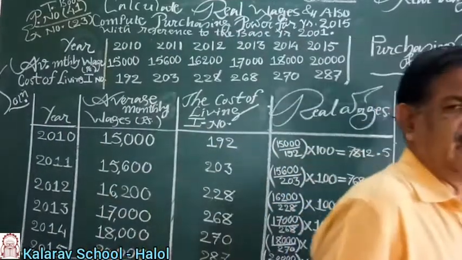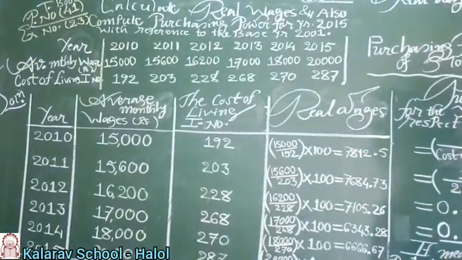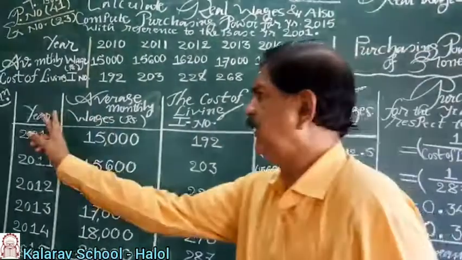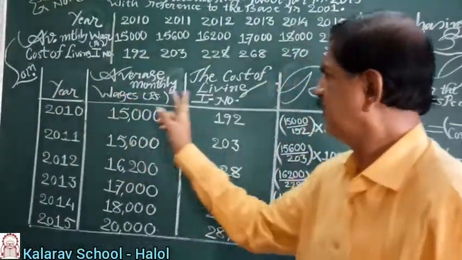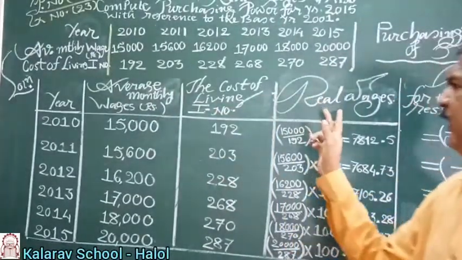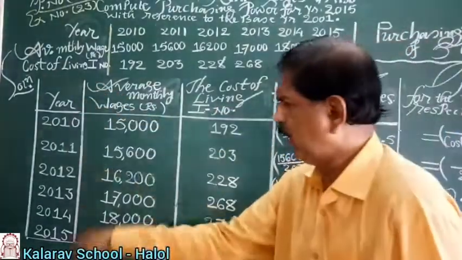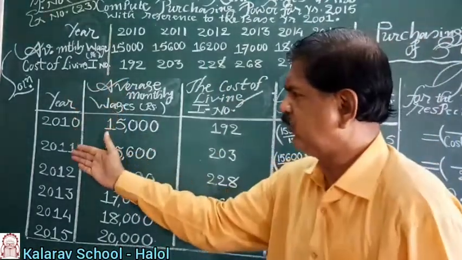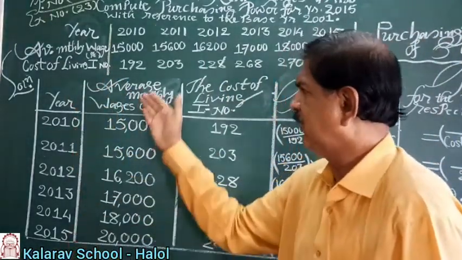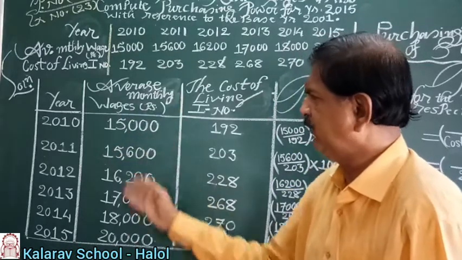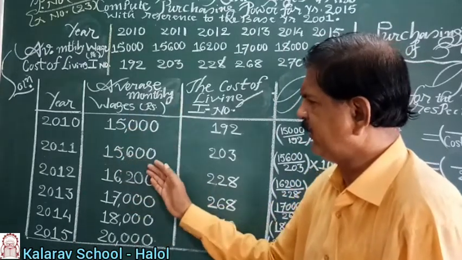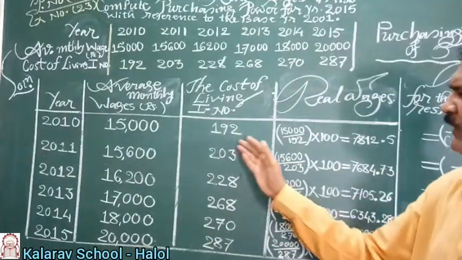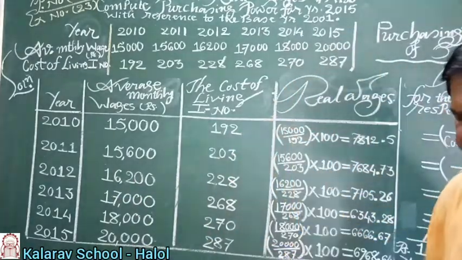For calculating the required item, we have to prepare one table. In the table, we have average wage, cost of living index number and real wages. The first two columns are as it is, the given information: the years 2010, 2011 up to 2015. Average wage means income: 15,000, 15,600, 16,200 and so on. And their index numbers are 192, 203 as given.